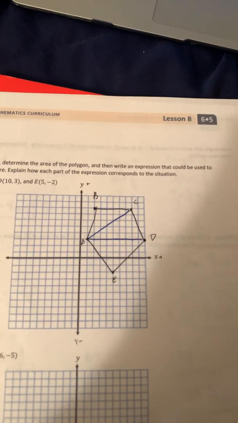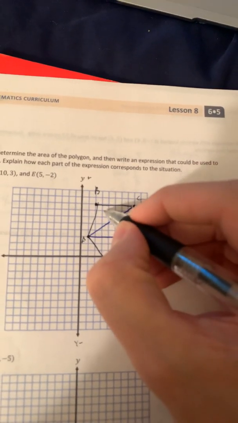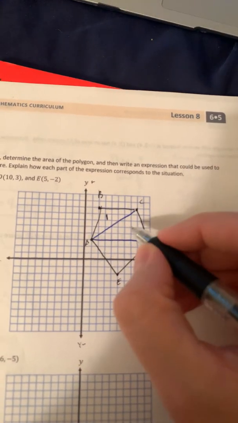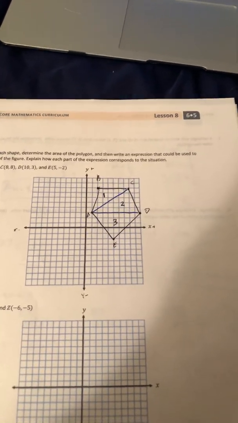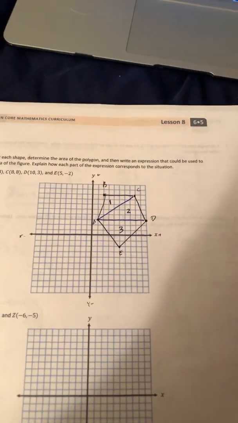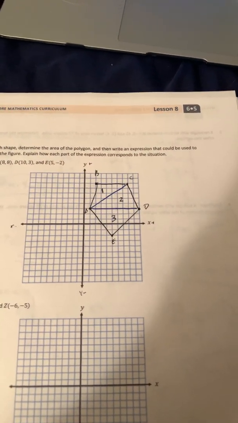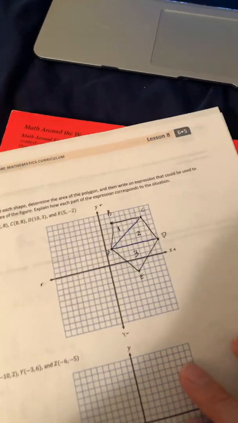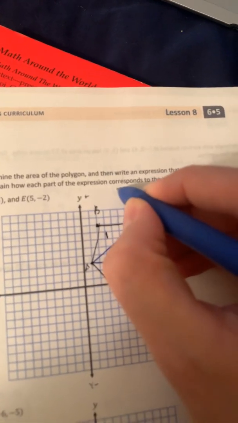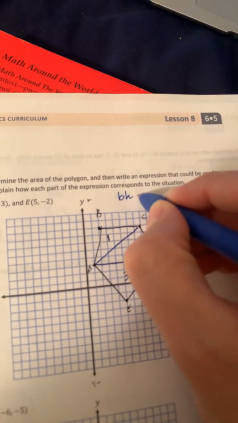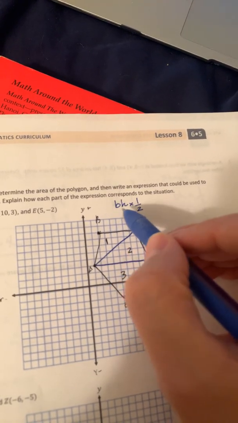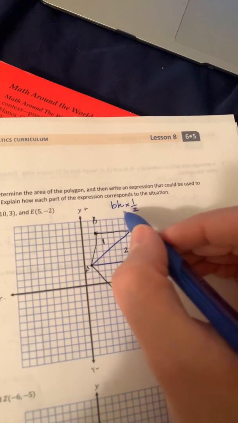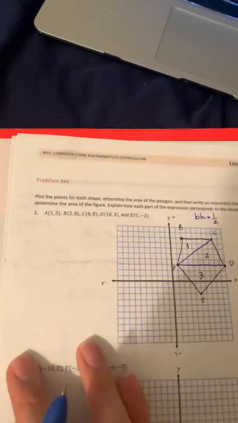I have triangle 1, triangle 2, and triangle 3. So I need to find the area of those 3 triangles, add the 3 areas, and it'll get me the area of this pentagon or this polygon. The formula to find the area of a triangle is base times height times 1/2. Some of you put the 1/2 first and say 1/2 times base times height, or some of you do base times height divided by 2. All 3 of them are saying the same thing.